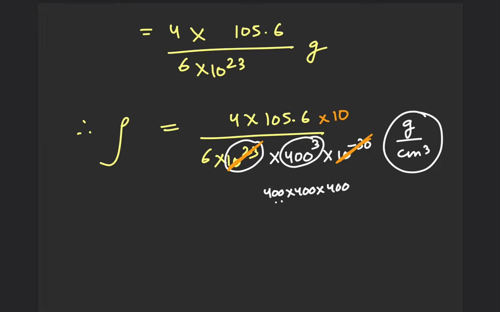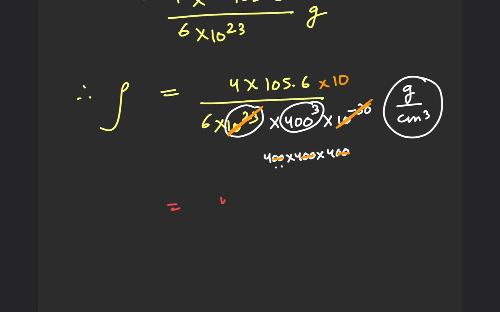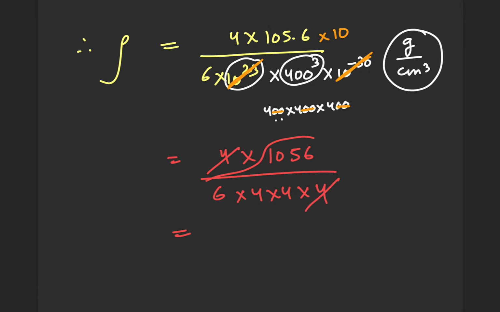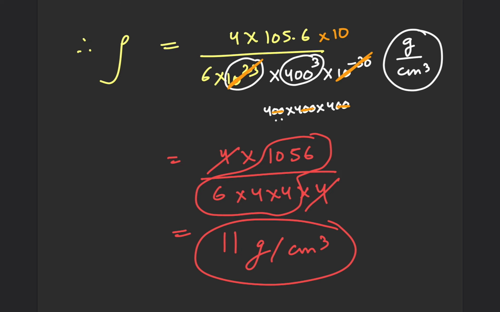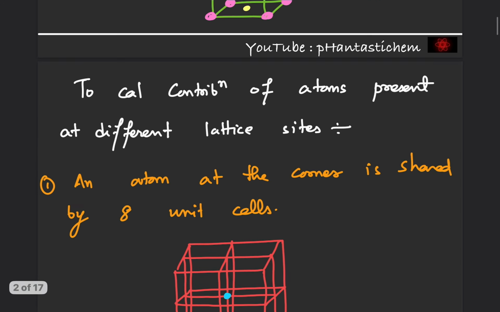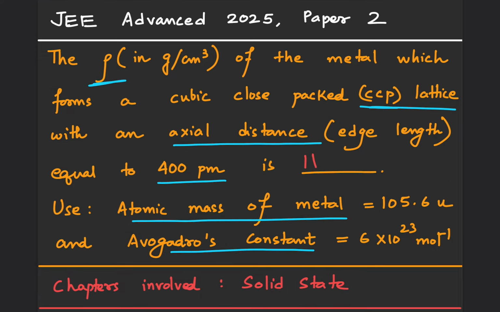We have done that calculation. In the numerator, we are left with 4 into 1056 divided by 6 into 4 into 4 into 4. This 4 gets cancelled. When you do this division, 1056 by 6 into 4 into 4, it is exactly divisible, and you will ultimately get your answer as 11 gram per centimeter cube. So this is the density of the unit cell. Our final answer is 11 gram per centimeter cube. Okay. Thank you.